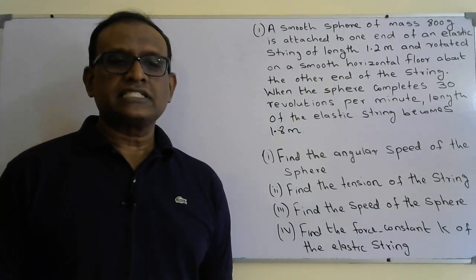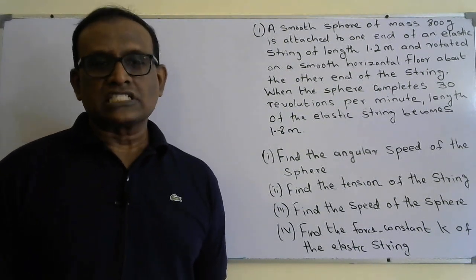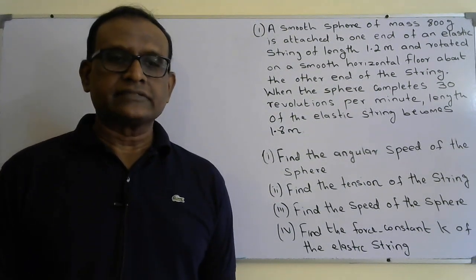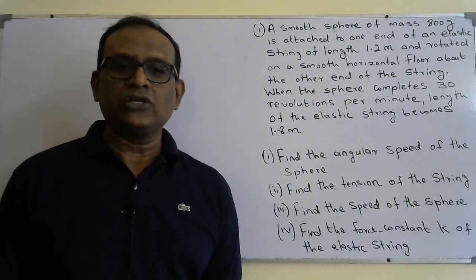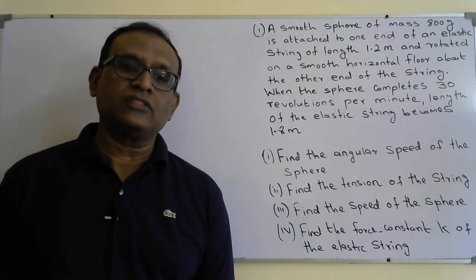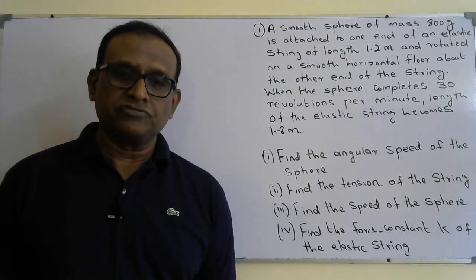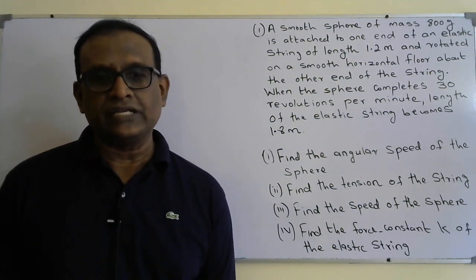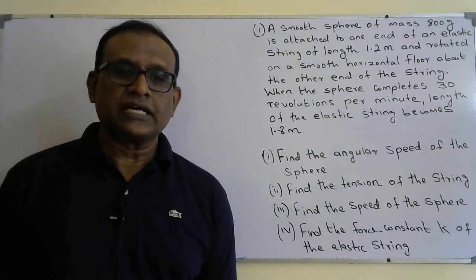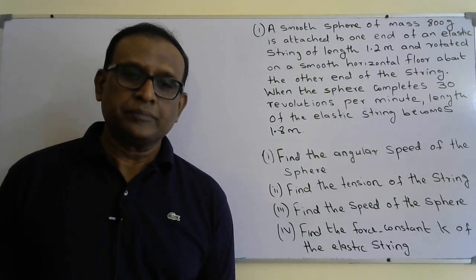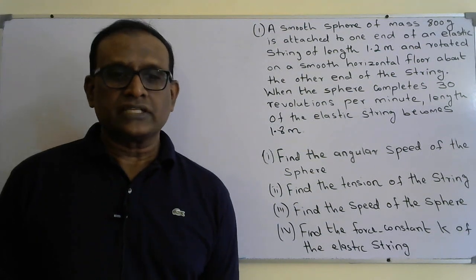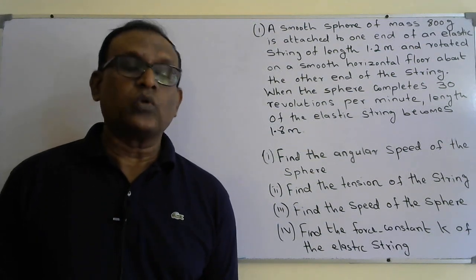Okay, so this is the first question. A smooth sphere of mass 800 gram is attached to one end of an elastic string of length 1.2 meter and rotated on a smooth horizontal floor about the other end of the string. When the sphere completes 30 revolutions per minute, the length of the elastic string becomes 1.8 meter.